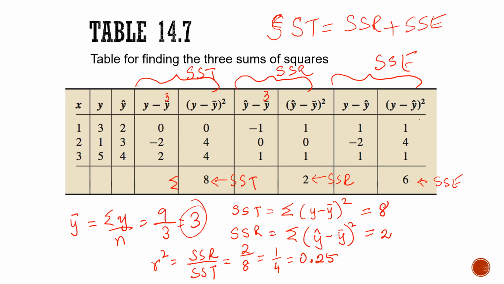It will always be like that. It's an established fact. So let's see if that is true or not in this case. SSR was a 2, SSE was a 6. So 6 plus 2 is equal to 8. So we have verified this fact that SST equals SSR plus SSE.